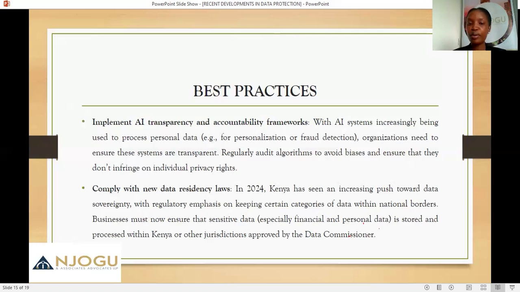Two, comply with new data residency laws. In 2024, Kenya has seen an increasing push towards data sovereignty, with regulatory emphasis on keeping certain categories of data within national borders. And this we have seen with a lot of politicians and prominent people. They have offshore accounts. They have money put in various bank accounts that we do not know. They have properties that we do not know. And all of a sudden, we are able to know there's land in Dubai or a house in Dubai that is owned by a certain person. How? That's data control, cross-border. That's about data.